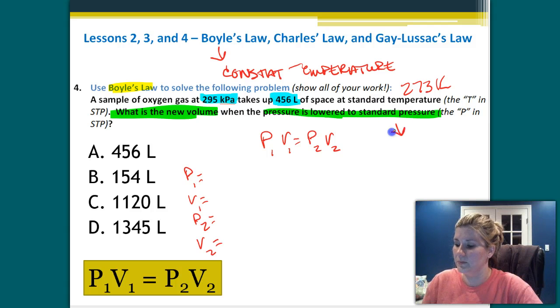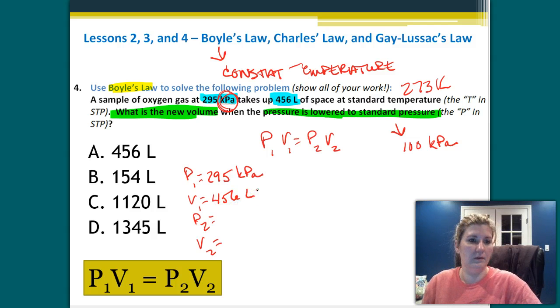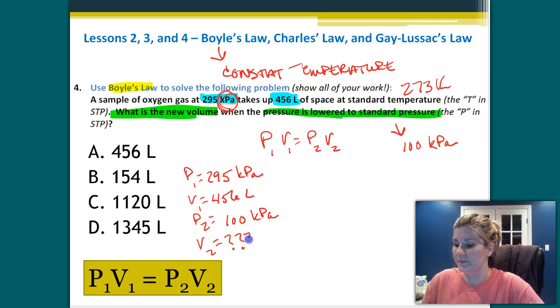But we need to know standard pressure, and we need to be able to match our units. So the first pressure gives us kilopascals. That means we need to know standard pressure in kilopascals. Okay? Our first pressure then, P1, is 295. Our first volume, 456. I'm going to get my calculator ready. Our second pressure is going to be only 100 kilopascals, and we don't know our new volume.